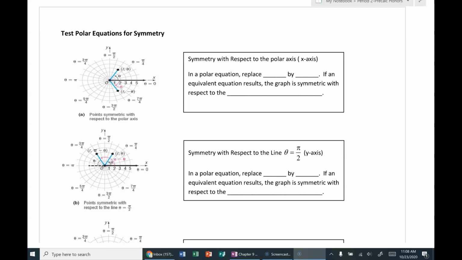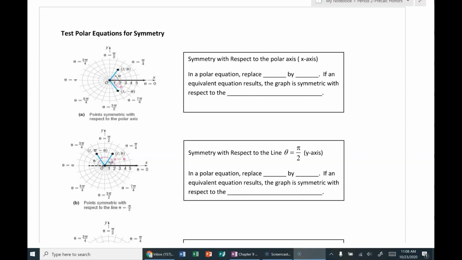All right, guys, so we are continuing 9.2, and we are starting out with testing polar equations for symmetry. In the box it reads, symmetry with respect to the polar axis, aka the x-axis.